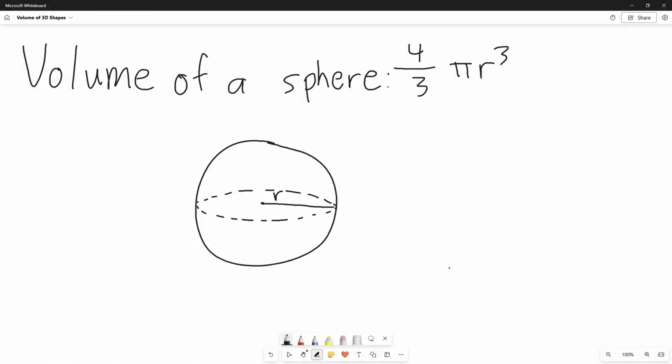The last 3D shape you need to know is a sphere, where the volume of a sphere is 4/3 times pi r cubed, and the r is the radius of the sphere, so the center to any point on the edge. And the only thing you need to know is the radius, because that's really the only measurement you can make. So if you have that, then you can calculate the volume using this formula.